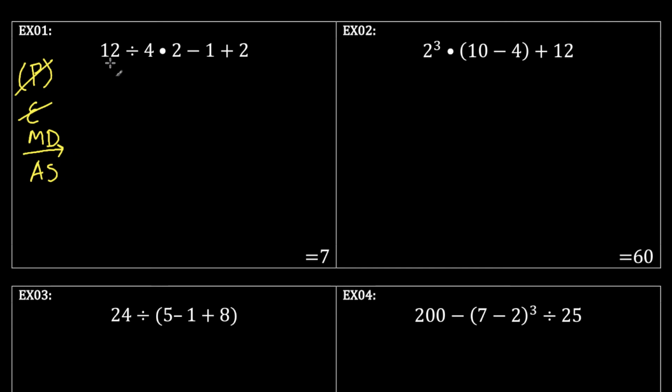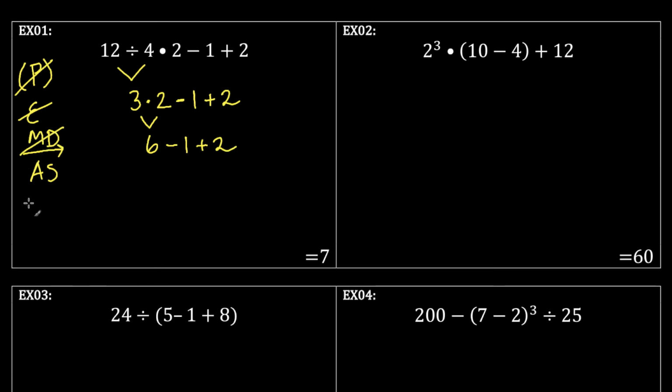So if I go from left to right, I see division. 12 divided by 4 is 3. Then I'm going to write everything else down: times 2 minus 1 plus 2. Now I'm not done, because I still keep going from left to right. I see multiplication now. 3 times 2 is 6. And then I bring down the rest, minus 1 plus 2.